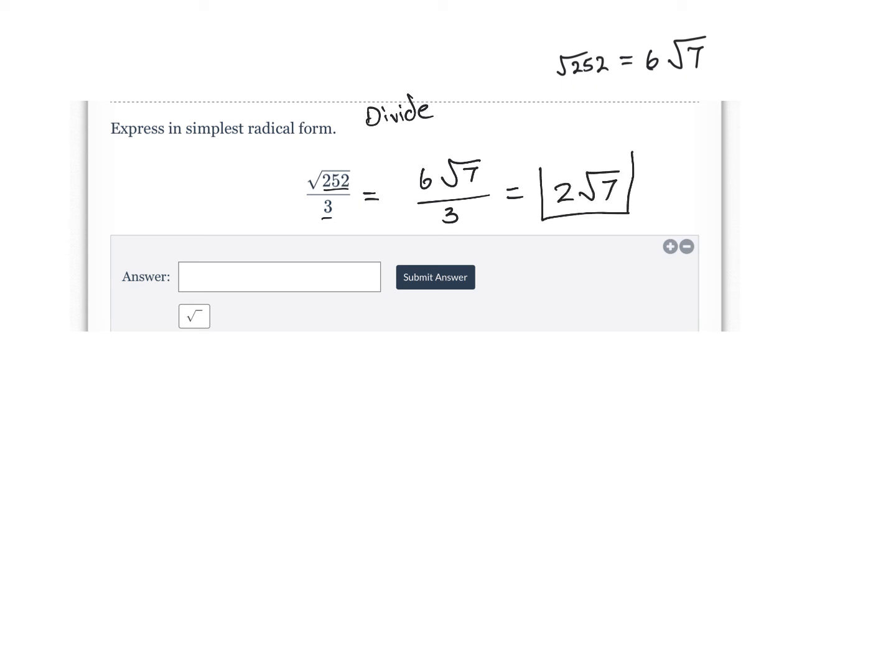Boom. See, I went a little fast on this one, but the process is all explained. Over here I just quickly simplified. But yeah, all these questions, even though it's multiplying, dividing, simplifying is the most important thing.